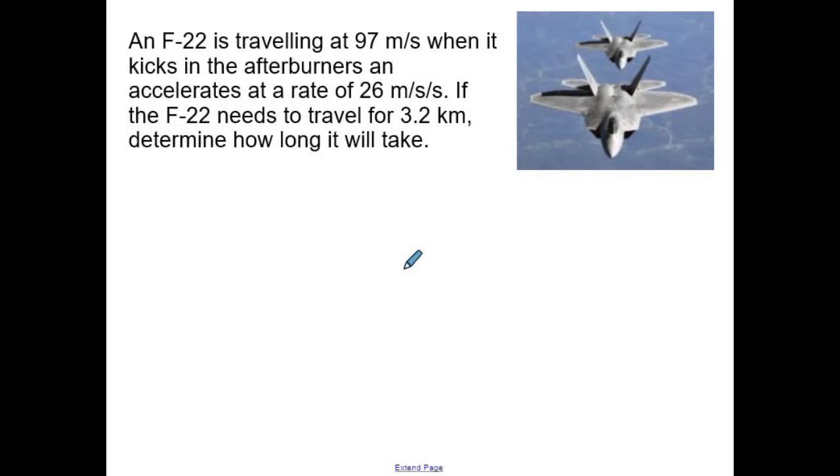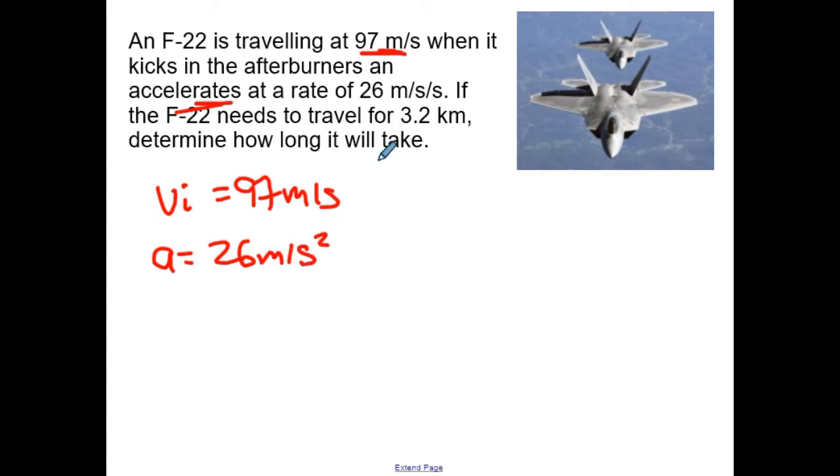We have an F-22 traveling 97 meters per second, and it kicks in the afterburners. Let's start right now with what we know. It's going 97 meters per second, and it looks like it's accelerating. So that means we have a velocity initial of 97. We have an acceleration rate of 26 meters per second squared, and I see a distance here of 3.2 kilometers. I already know that's not the right unit, so I'm going to times by 1,000 in my head and say I know my distance is 3,200 meters, and it wants to know time.